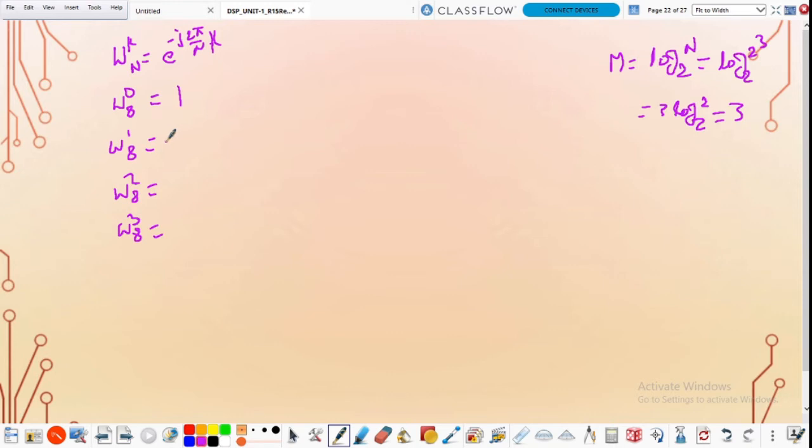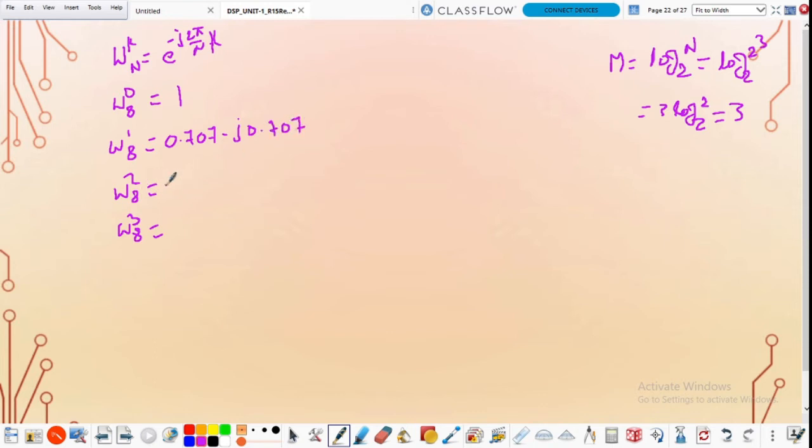So e power minus j 2 pi by 8 means e power minus j pi by 4. Using Euler identity, e power minus j theta is cos theta minus j sin theta. So e power minus j pi by 4 is cos pi by 4 minus j sin pi by 4. Cos pi by 4 value is 1 by root 2, so 1 by root 2 is 0.707 minus j sin pi by 4, 1 by root 2, that is 0.707.